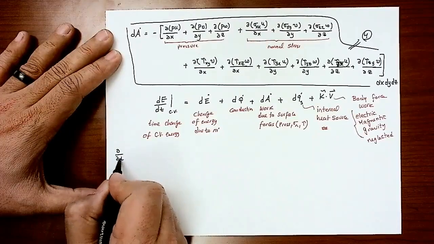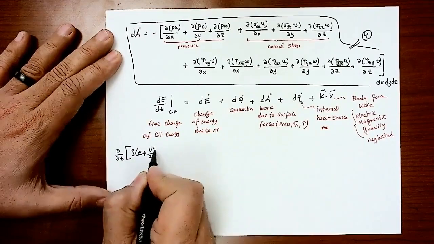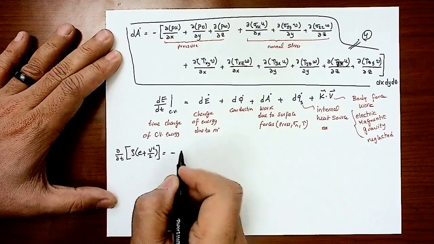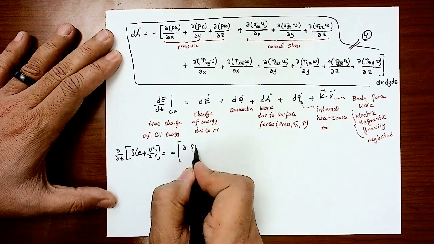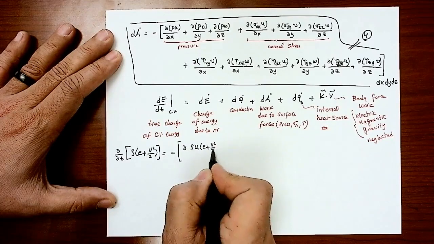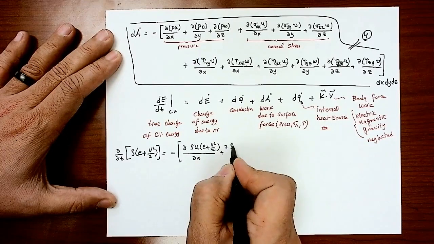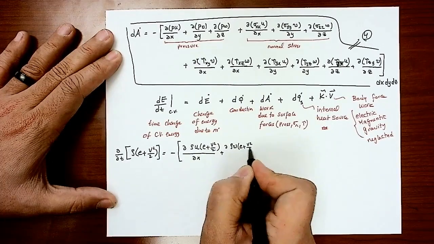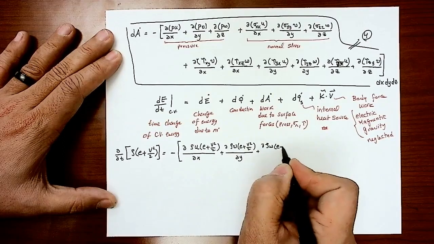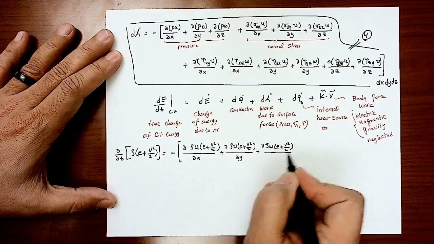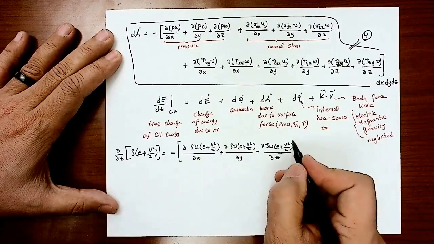∂/∂t of ρ(e + V²/2) equals minus ∂/∂x of ρu(e + V²/2) plus ∂/∂y of ρv(e + V²/2) plus ∂/∂z of ρw(e + V²/2) plus, let's close that term here.